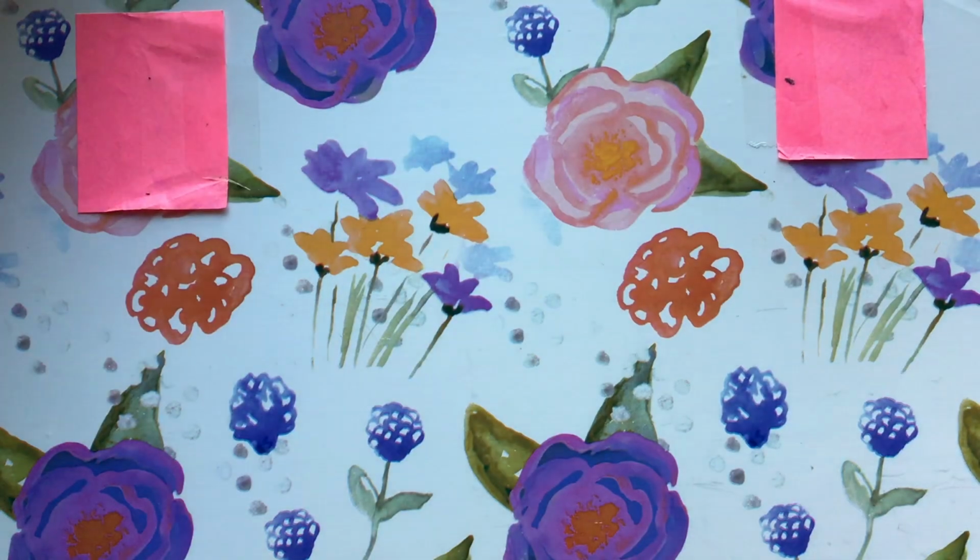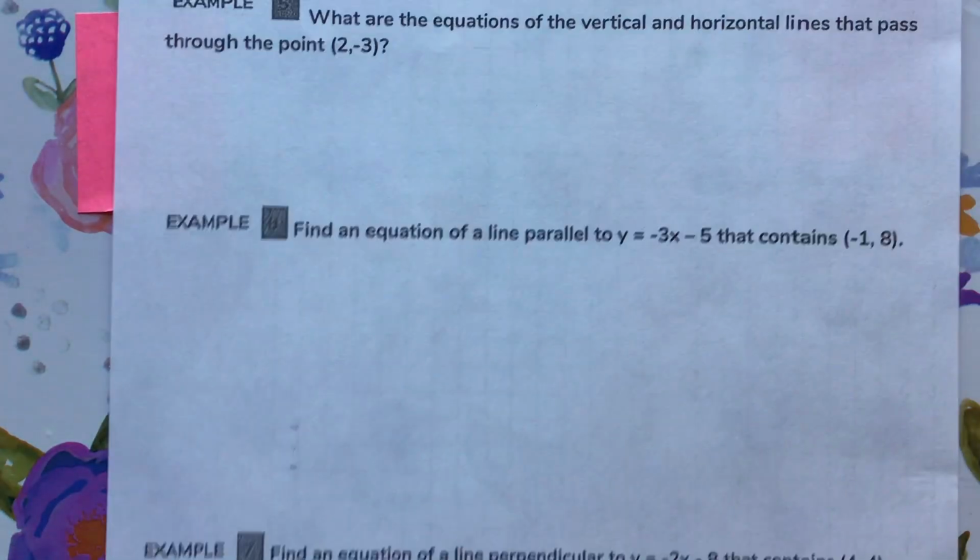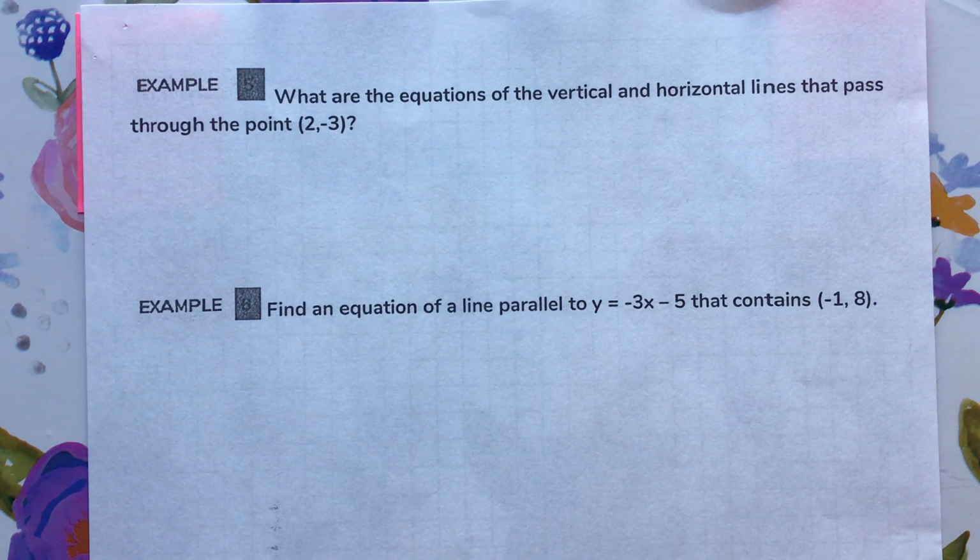We only have a couple more examples to this note page, or this note section, and then we are done. So it says, what are the equations of the vertical and horizontal lines that pass through the point (2, -3)?